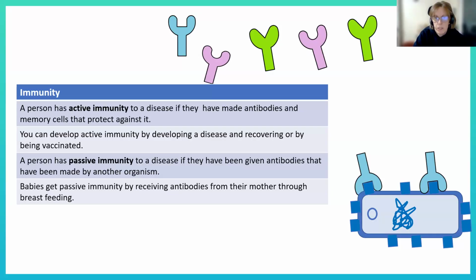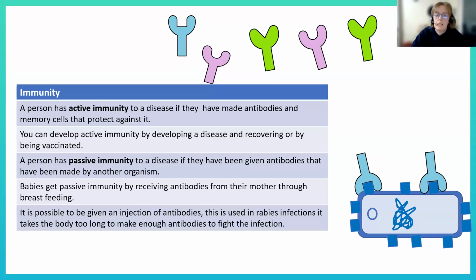I mean, yes, it's good, but it's not fail safe. It doesn't mean they're completely protected from everything just because you're breastfeeding. It is possible to be given an injection of antibodies if you pick up an infection. This is the strategy that's used in rabies infections. So if you've been bitten by an animal that you know has rabies or is likely to have rabies, you can give antibodies in this case because it takes the body essentially too long to make its own antibodies to fight the infection. But rabies is really quite slow to take hold.